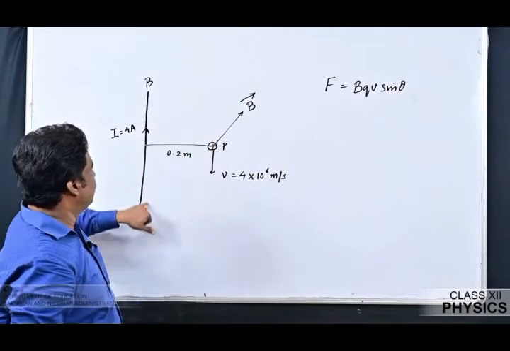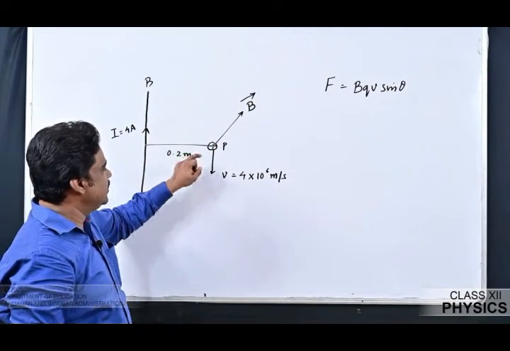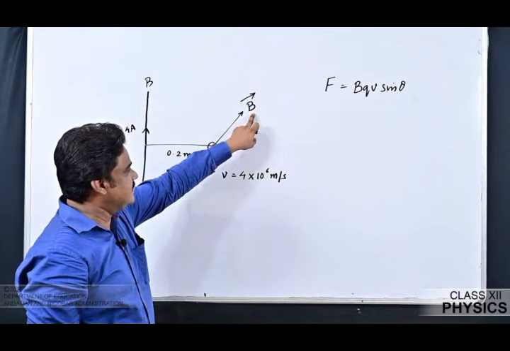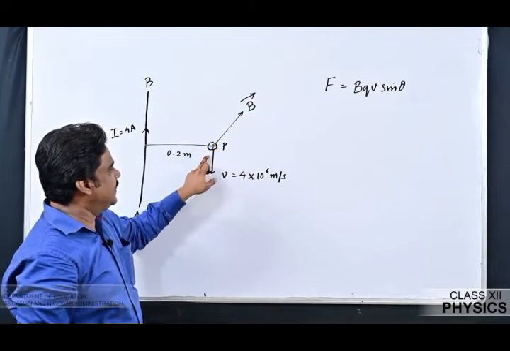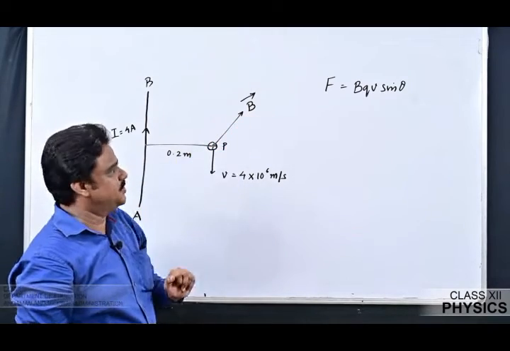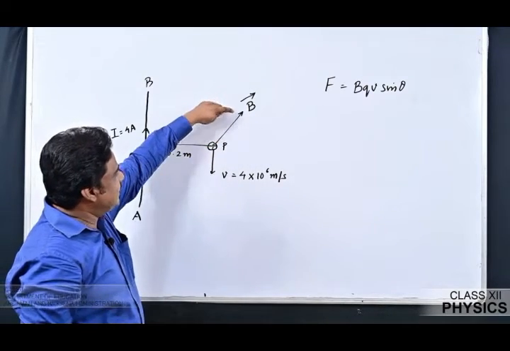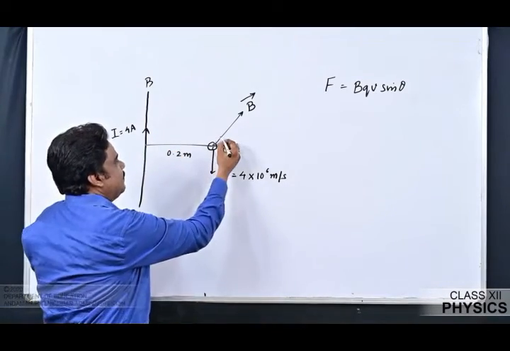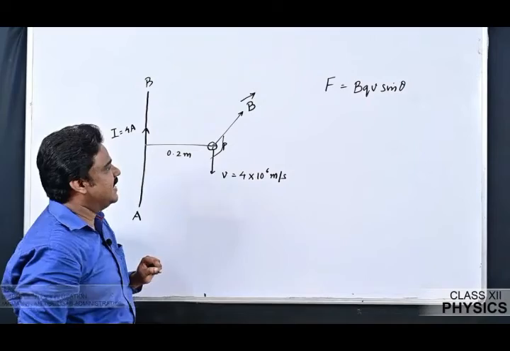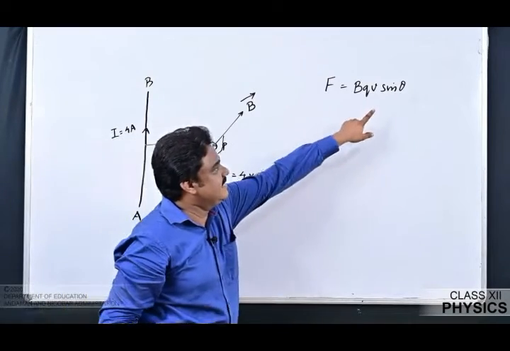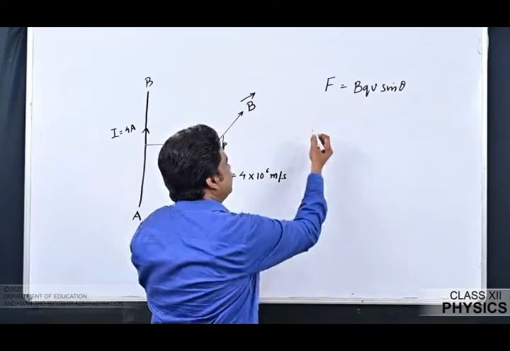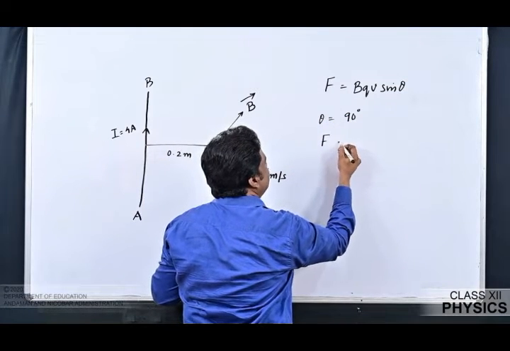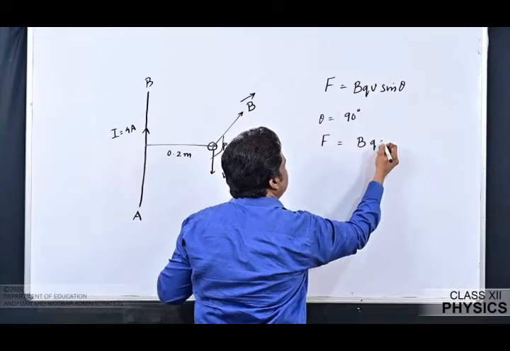Once again, due to the flow of current, a magnetic field is produced. The magnetic field at P is represented as B vector, and its direction is perpendicular to the plane, acting inwards. Now, what about the orientation of B and V? You are able to see B and V are perpendicular. This means the angle theta is equal to 90 degrees. So ultimately the force is F is equal to BQV.